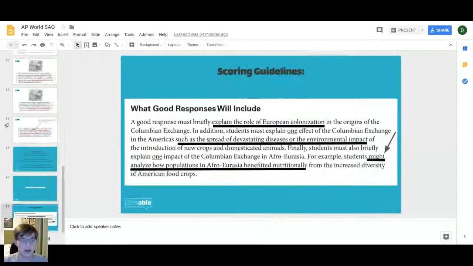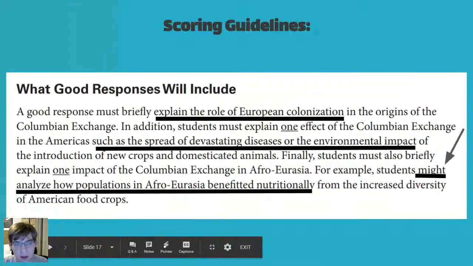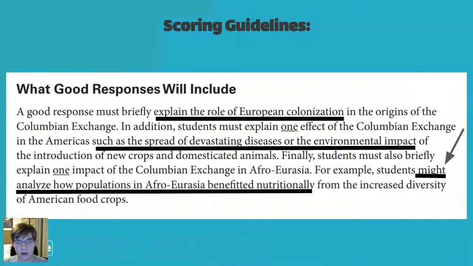Okay, so now let's go down to these nice thick scoring guidelines. There we go. So a good response will include. Typically, when you get the scoring guidelines for your real short answer questions, it'll go question by question and give you real stuff. So a good response must briefly explain the role of European colonization in the origins of the Columbian Exchange.